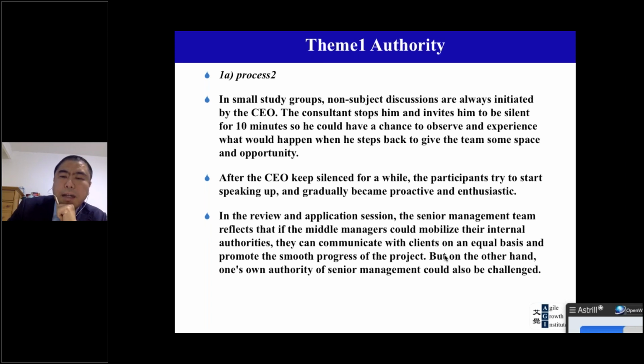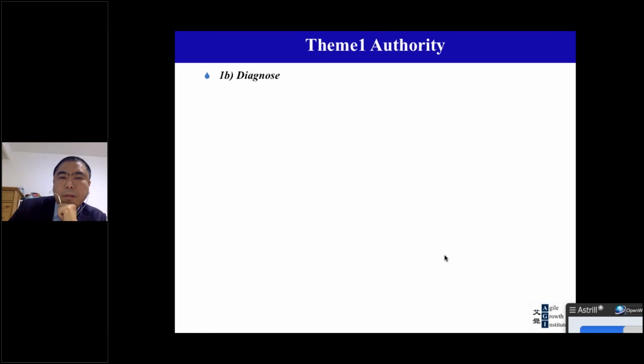In the review and application session, the senior management team reflects that if middle managers could mobilize their internal authorities, they can communicate with clients on an equal basis and promote the smooth progress of the project. But on the other hand, one's own authority of senior management could also be challenged.